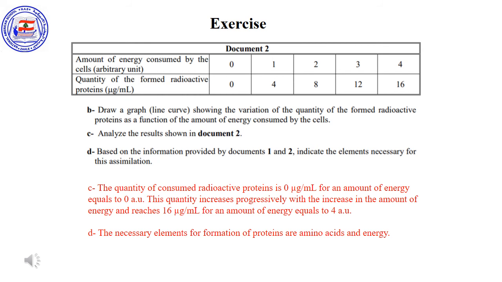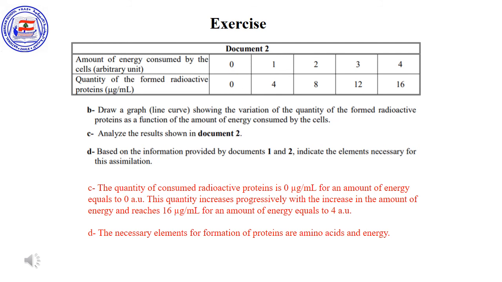Part C. Analyze the results shown in document 2. Let's analyze the table. When the amount of energy consumed by the cells is 0 AU, the quantity of the formed radioactive proteins is 0 microgram per milliliter. As the amount of energy consumed by the cells increases to 4 AU, the quantity of the formed radioactive proteins also increases to 16 micrograms per milliliters.